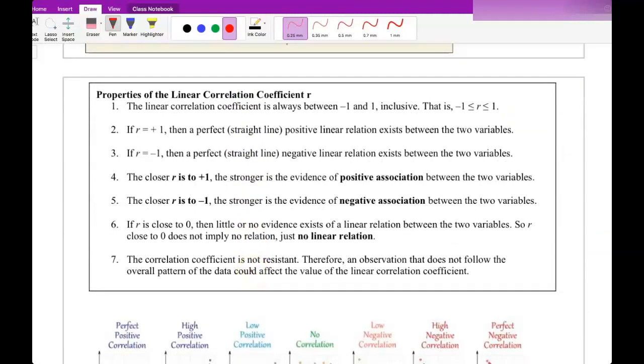Okay, next page. We have the properties of the linear correlation coefficient r. Number one, the linear correlation coefficient is always between -1 and 1. So we always have this part. If our correlation coefficient is equal to 1, then we have a perfect straight line, a positive linear relation between the two variables. What that means is we have 100% positive association.